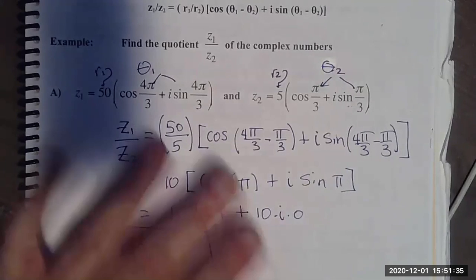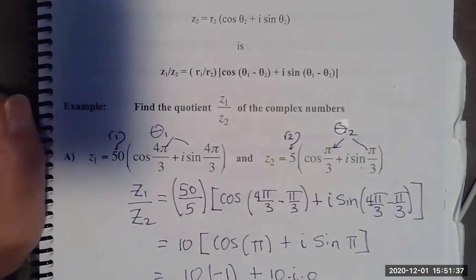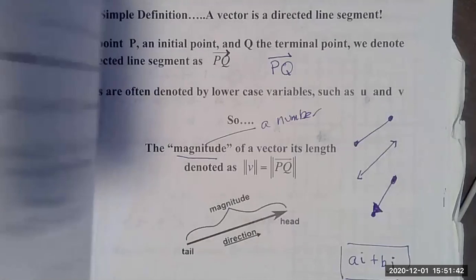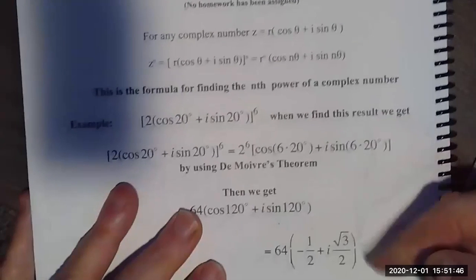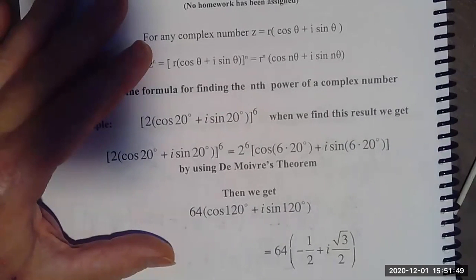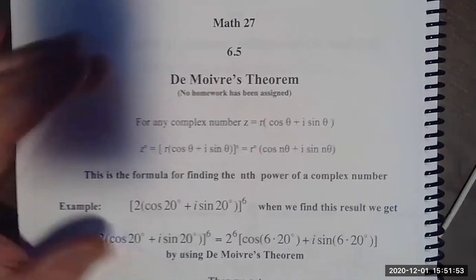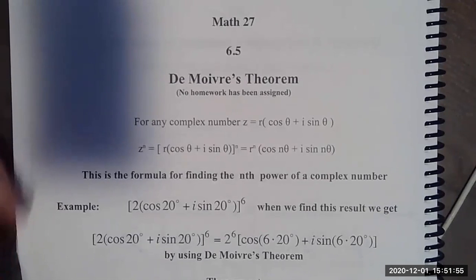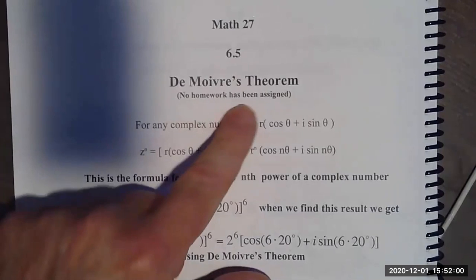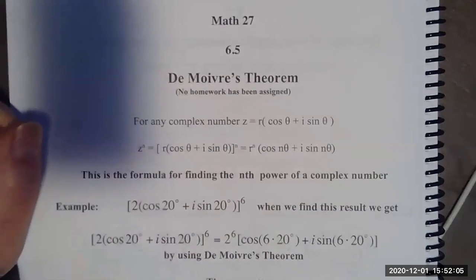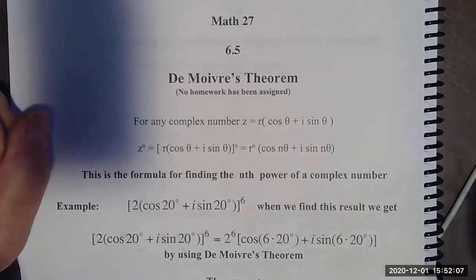So even though this might have said de Moivre's, which it does in your assignment schedule, I am not doing this. You can look at it on your own, and you can read about it on your own, but it's an optional thing, and I'm not going to give you a problem on the final exam for de Moivre. It even says no homework's been assigned.